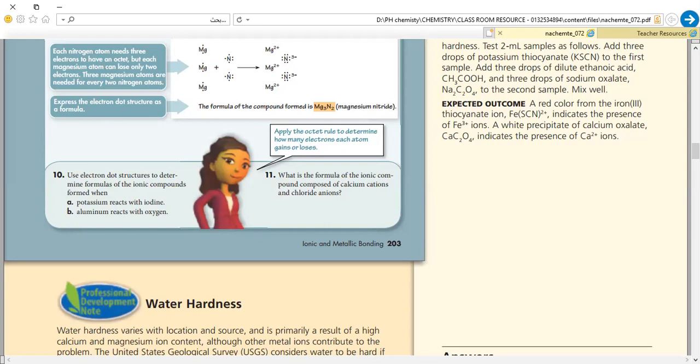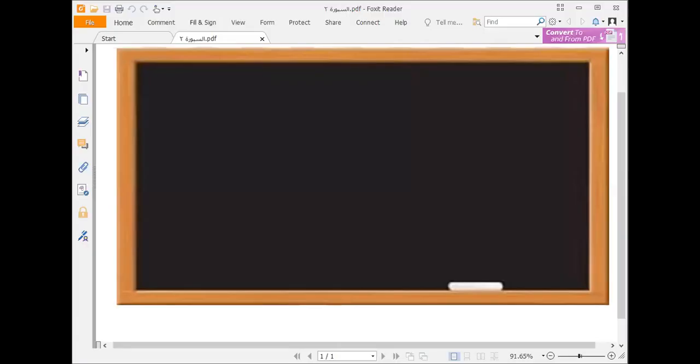Now, who can help me to answer question number A? Potassium. We want to determine the chemical formula for the first section, A. Okay, let me change the screen here. Now, who will help me to answer section A?